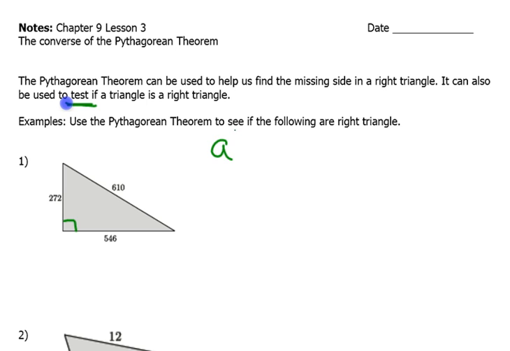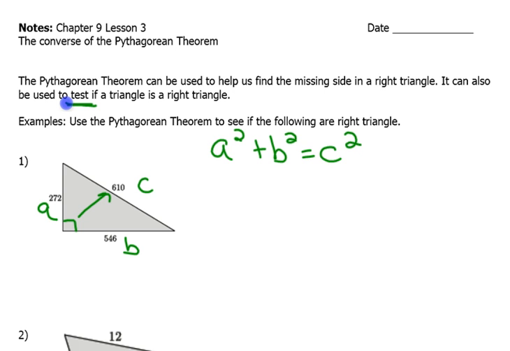So this time we're going to start just like we've done before. I want you labeling the picture. C is always across from the right angle. It always is the longest side, right? So the 610 would have to be our C. A and B can be in whatever order. So I'm just going to go in order, A first and then B.